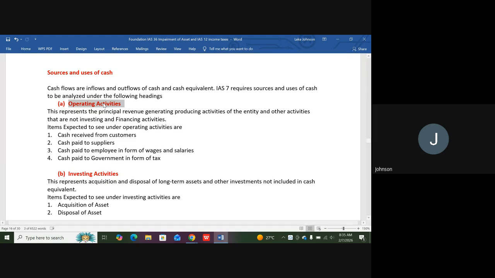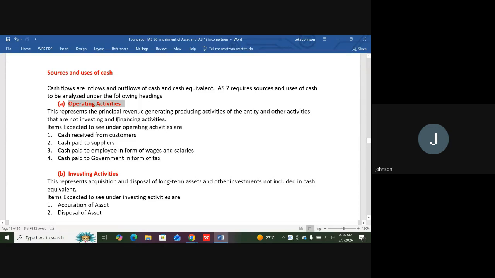So they ask you, what kind of business are you into? I'm into export and import, right? So that operational aspect of it, your day-to-day activity, exporting, importing, those are the operational aspects. So it represents the principal revenue generating activity of the entity and other activities that are not investing and financing activities. So all those activities put together that enable you to generate revenue as an organization, but that do not involve investing your money. It does not also involve financing a project, right?